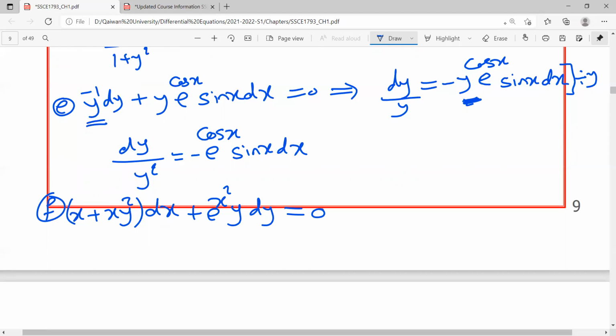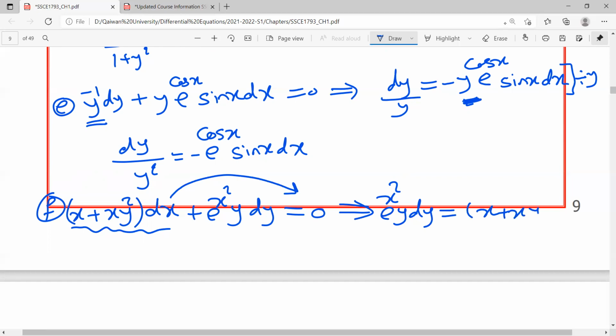Okay. We have dx and dy on one side of the equality. So we move one of them to the other side. Let's move this one to the other side. So we get e to the power x squared y dy equals minus x plus xy squared dx. It's minus. Yeah, it's the same.